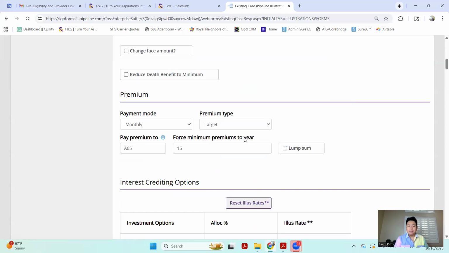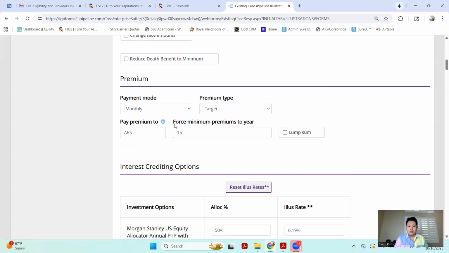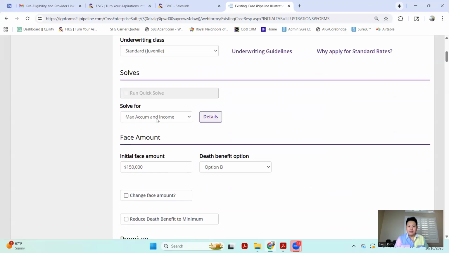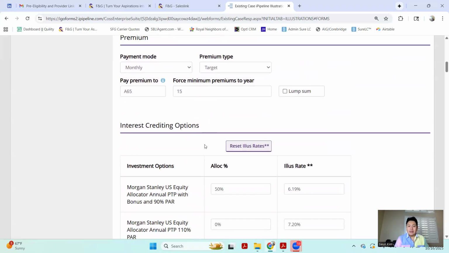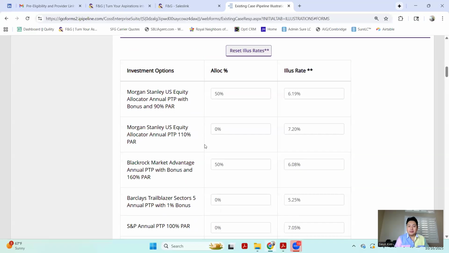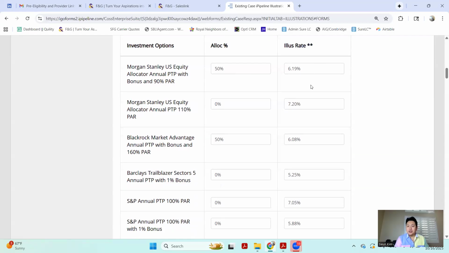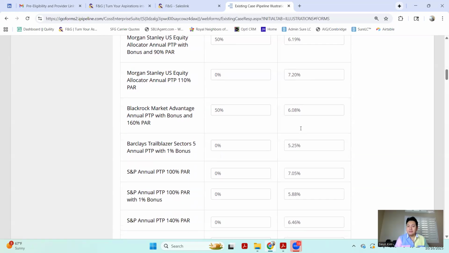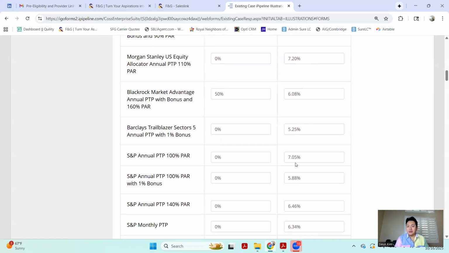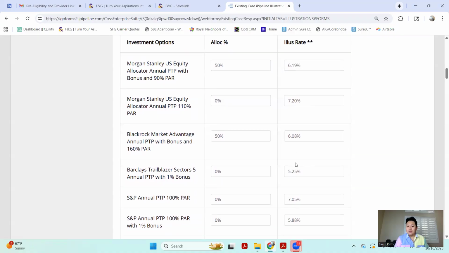That's what it means. So down here, you don't have to do much because you already have put the solve for at max accumulation and income. And on the interest crediting options, take a look at the right side, illustration rate. It's showing 6.19, 7.20, 6.08, 5.25, 7.05, right? So these are the ones that are illustrating the best over the last 20 years or so.